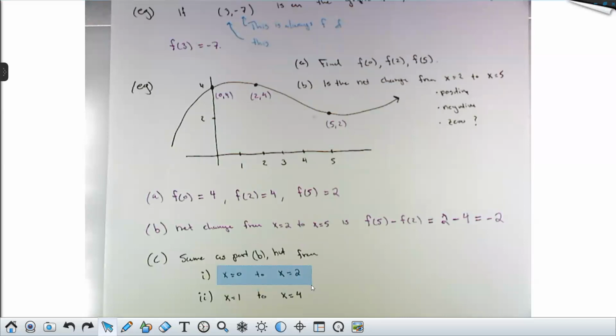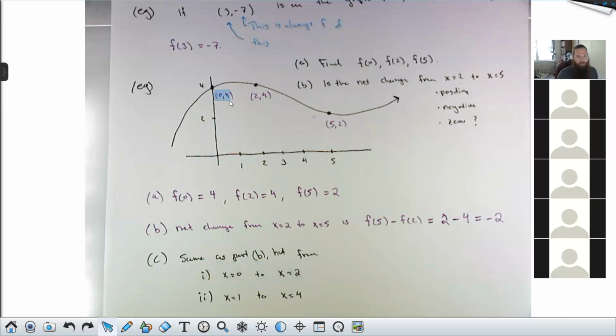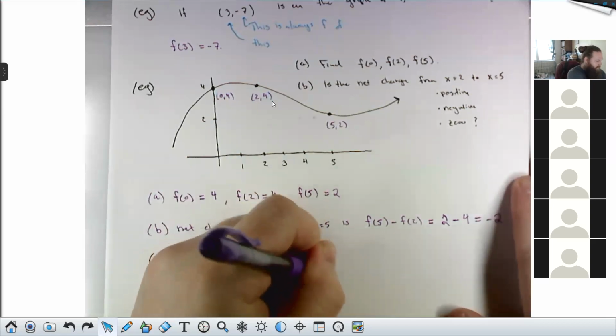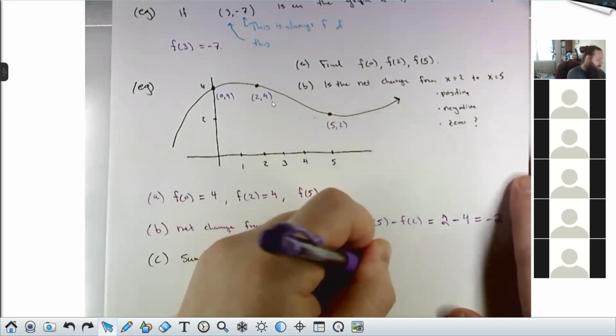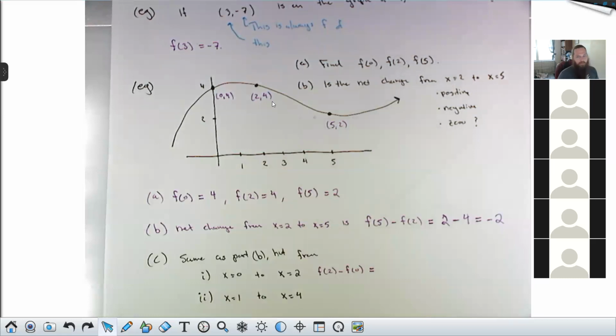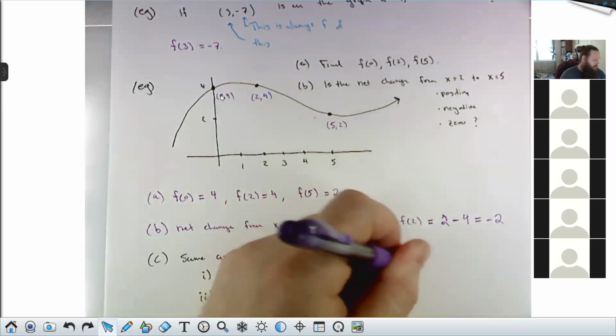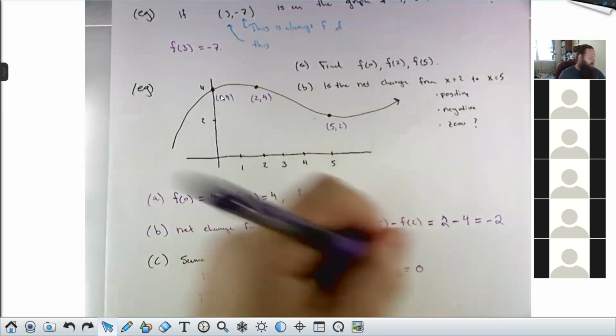First, let's look from x equals 0 to x equals 2. Well, in this case, I can do the computation again, right? I know exactly what f of 0 is, and I know exactly what f of 2 is. So f of 2 minus f of 0 is what? What's f of 2? 4. And f of 0? 4. Okay, so the net change here is 4 minus 4, which is 0.